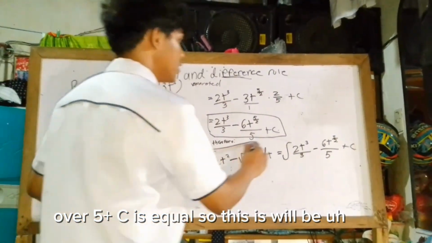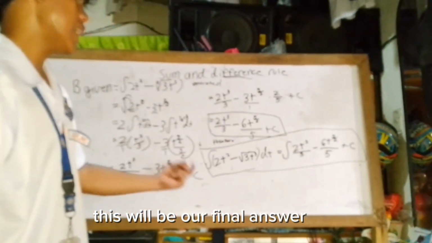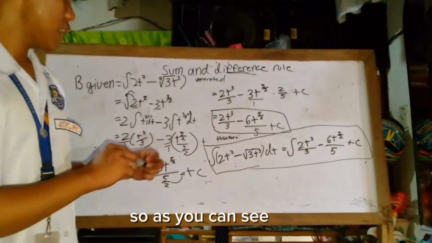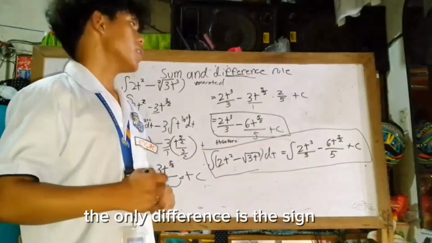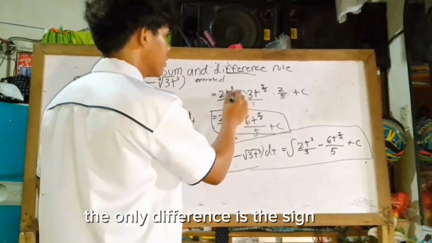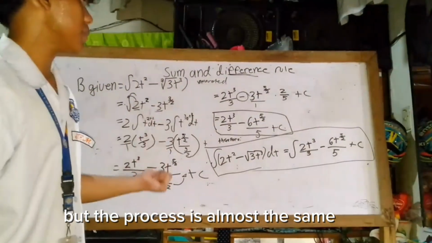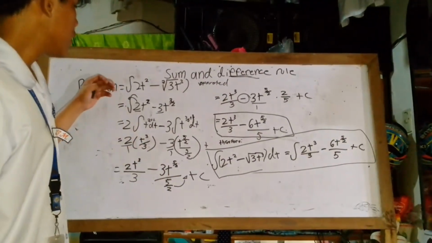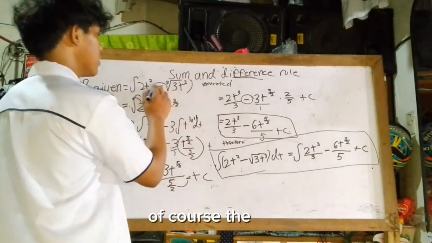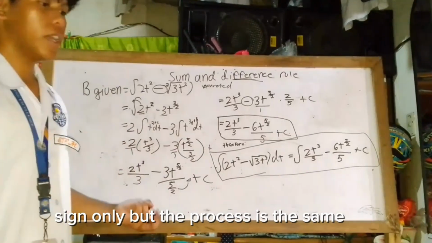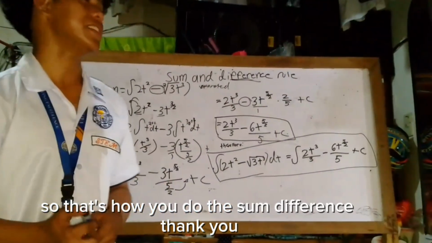So this will be our final answer. So as you can see, the sum and difference rule is almost the same. The only difference is the sign, but the process is almost the same. As you can see, the difference between the sum and difference is of course the sign only, but the process is the same. So that's how you do the sum and difference. Thank you.